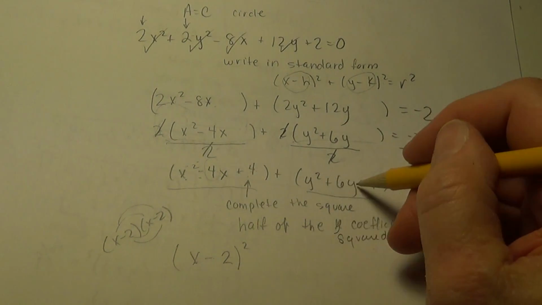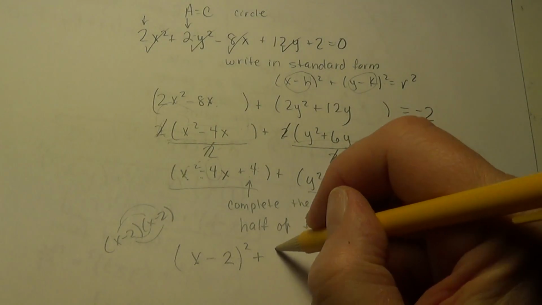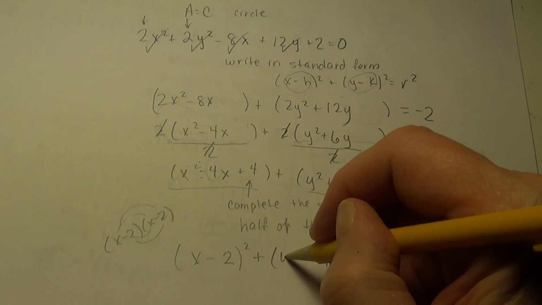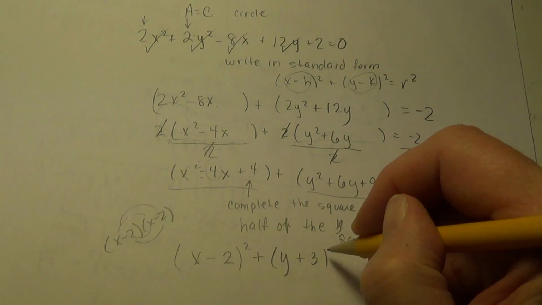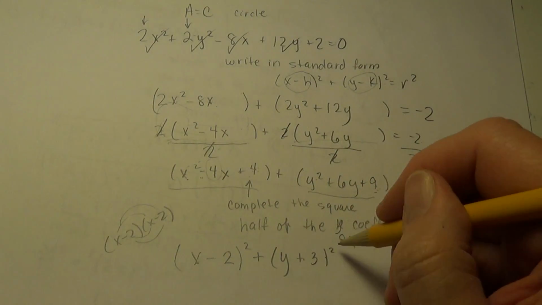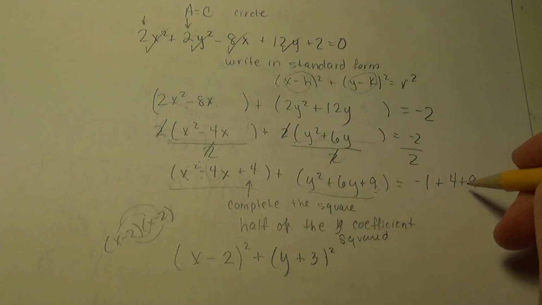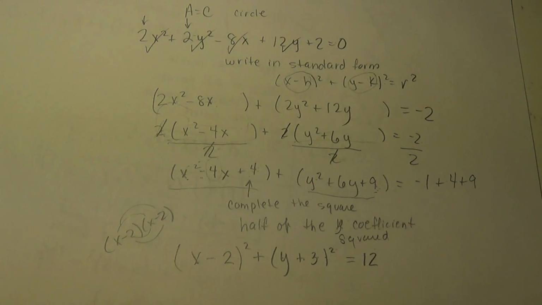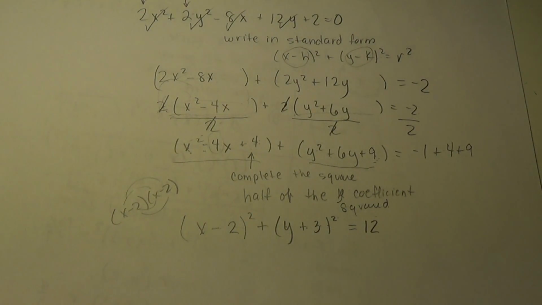All right, let's find the perfect square we created over here. We have the square root of that, this sign, and the square root of that. And y plus 3 times y plus 3 does equal that. Over on this side, it looks like we have a 12. All right, we are now in standard form.